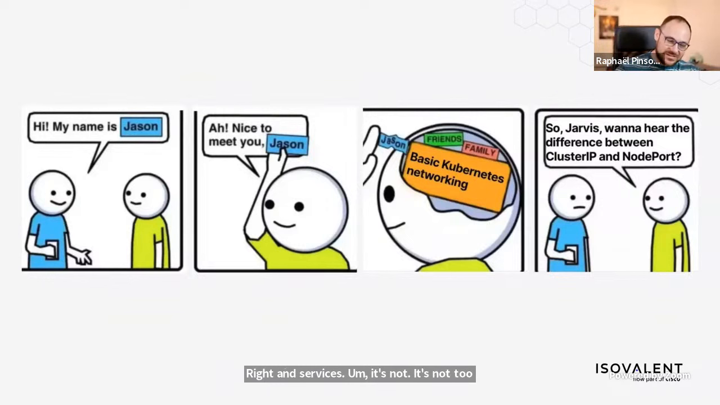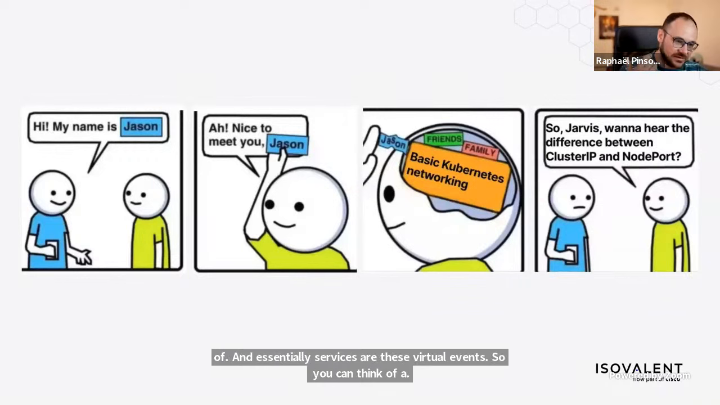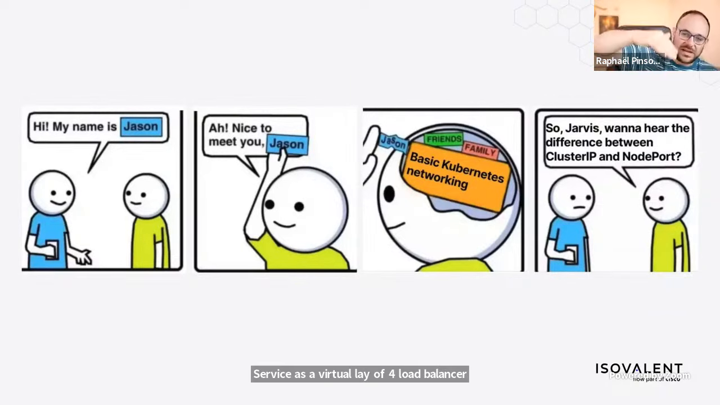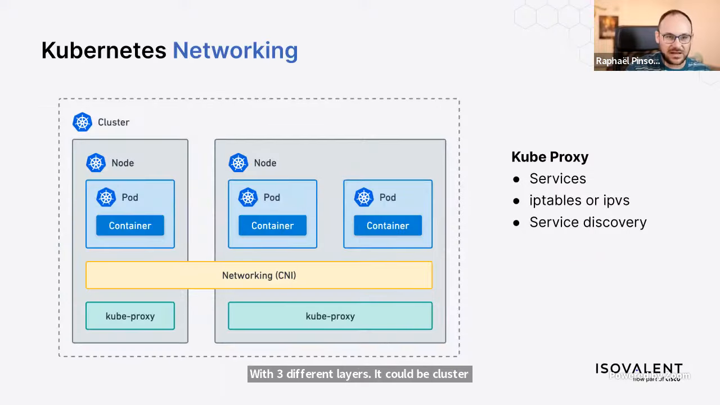And essentially, services are these virtual layer 4 load balancers. You can think of a Kubernetes service as a virtual layer 4 load balancer with 3 different layers. It could be cluster IP, node port, or load balancer. So I'm going to go through this.